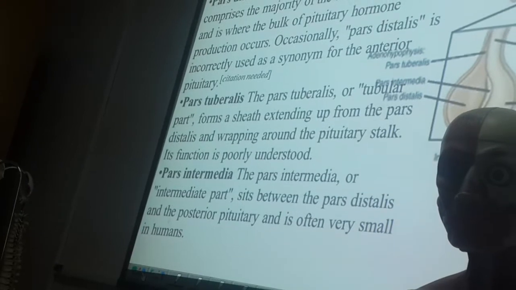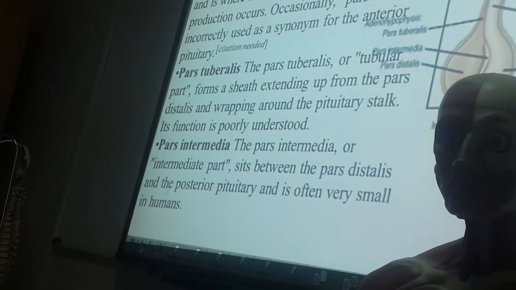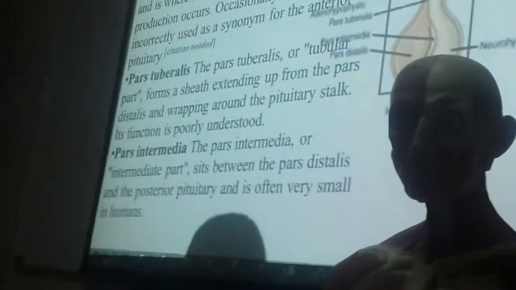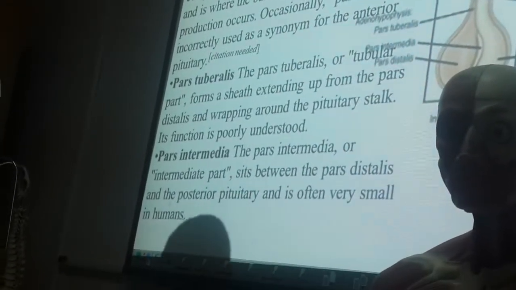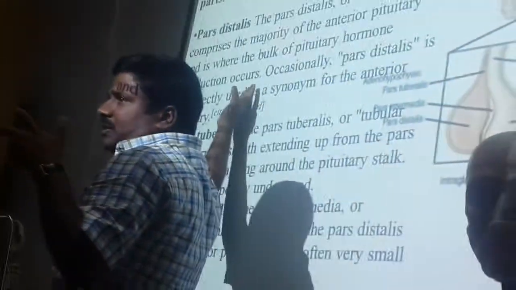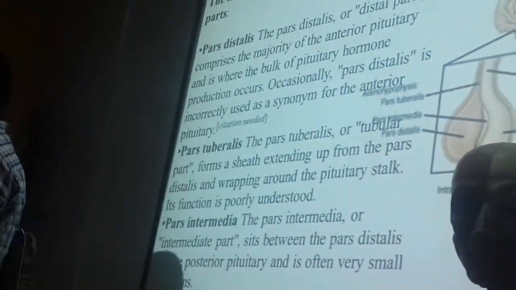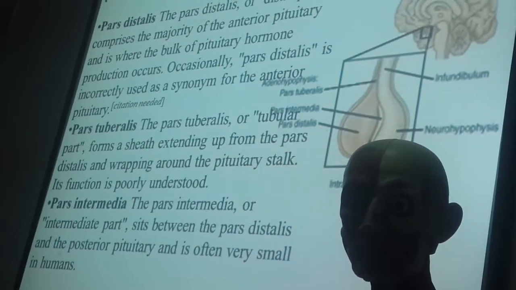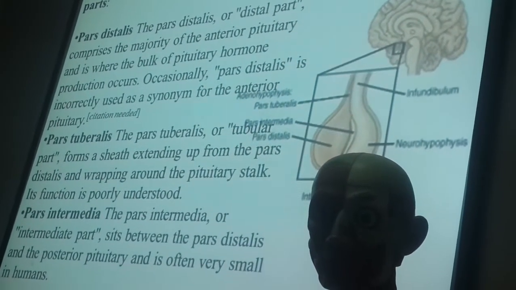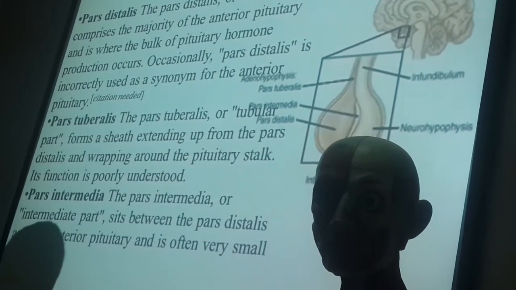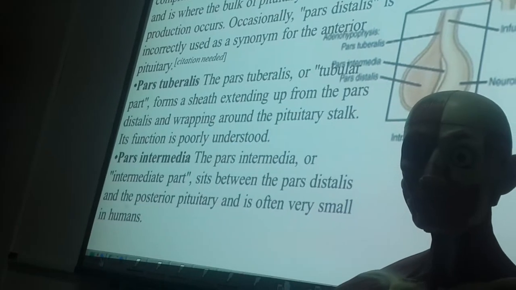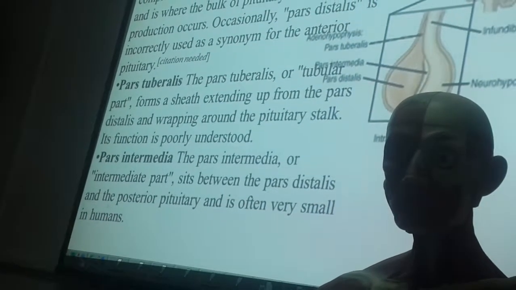Pars is nothing but part. Pars distalis, pars tuberalis, and pars intermedia. So these are the three parts. So much of the anterior pituitary consists of pars distalis. Many of the cells which secrete the anterior pituitary hormones are situated in the pars distalis. So what are the three parts of anterior pituitary? Distalis, tuberalis, intermedia. Am I clear? These are the three parts of anterior pituitary.